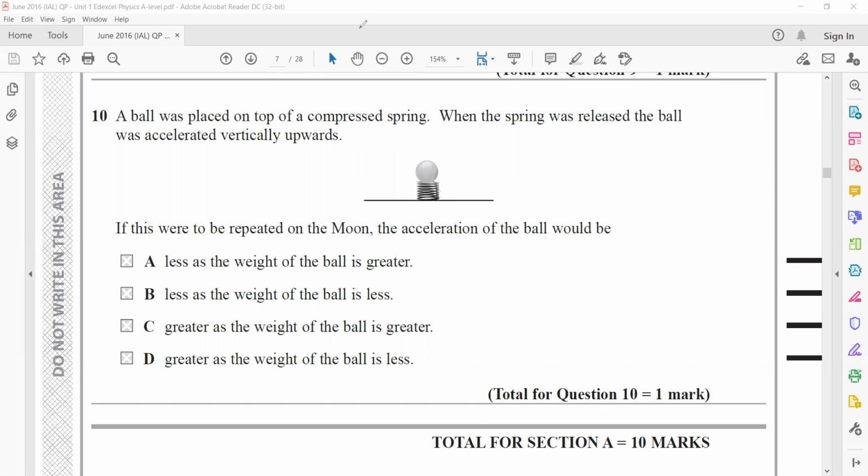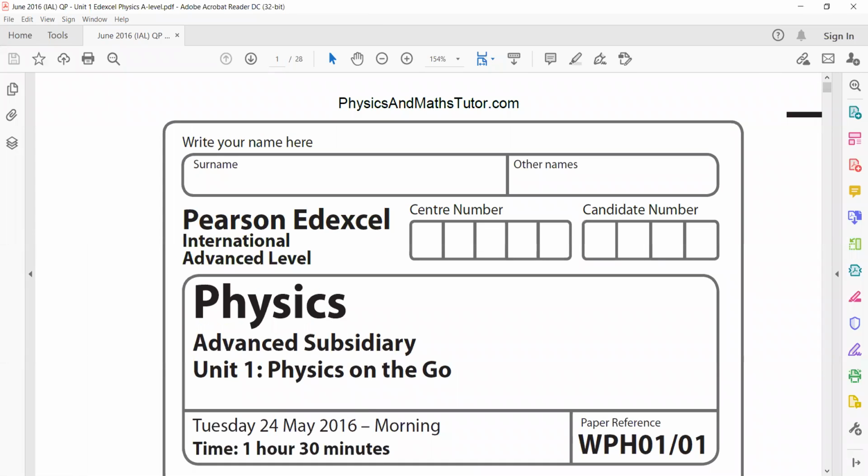So this was Unit 1 of IAL Physics from June 2016.